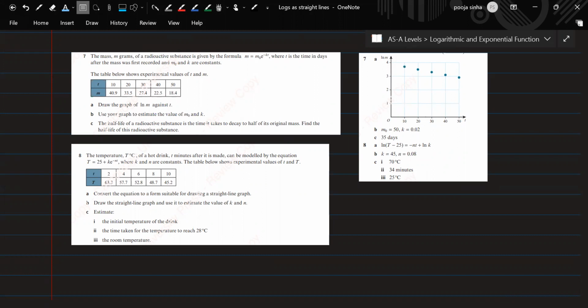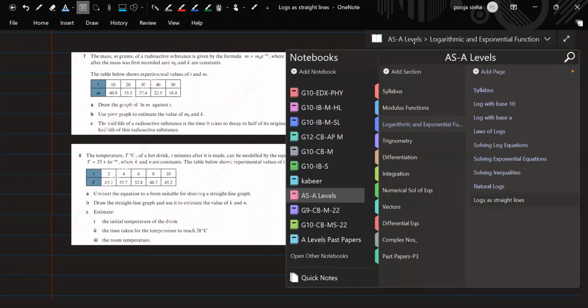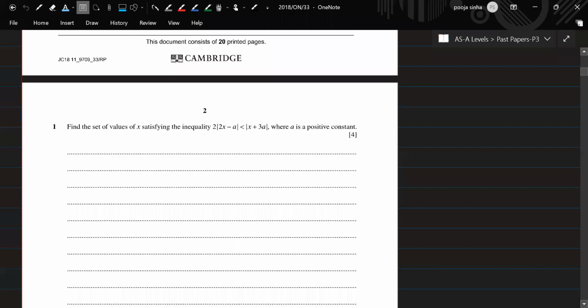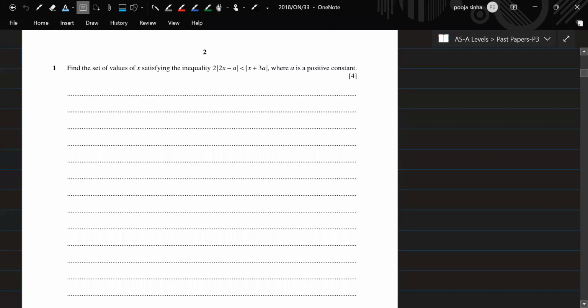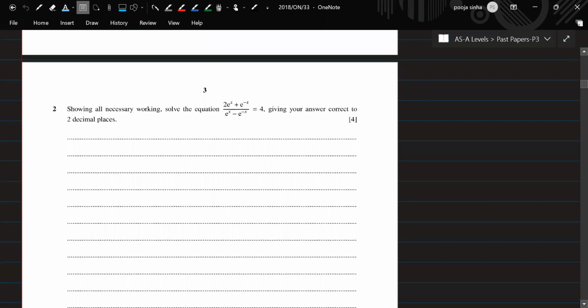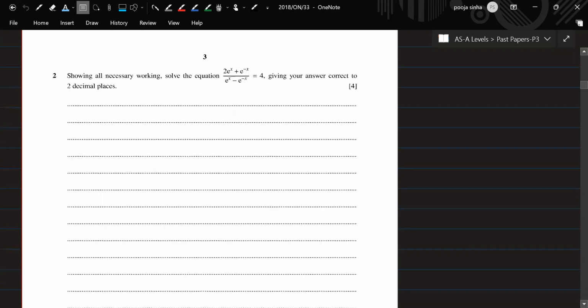Now, would you like to see a few past paper questions? Like to solve also later. I would just show you, so that you can get an idea how to get the answers. This is a log question. This is an exponential question, just a basic exponential solving question.